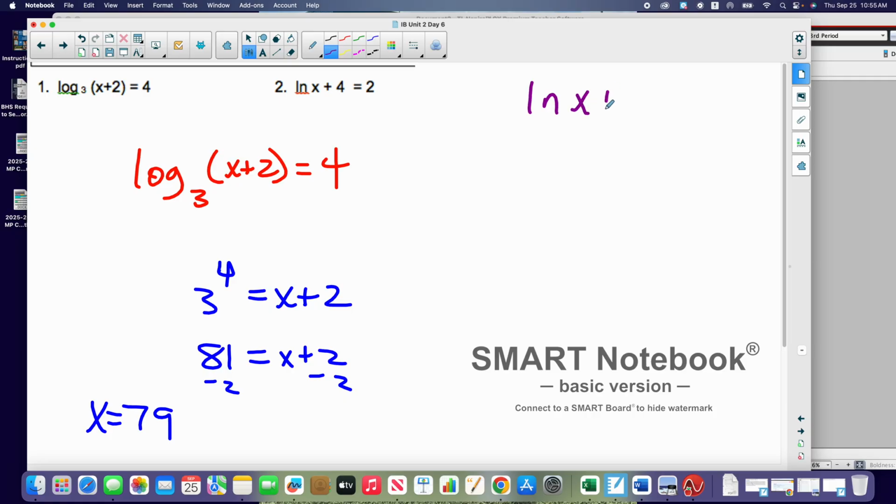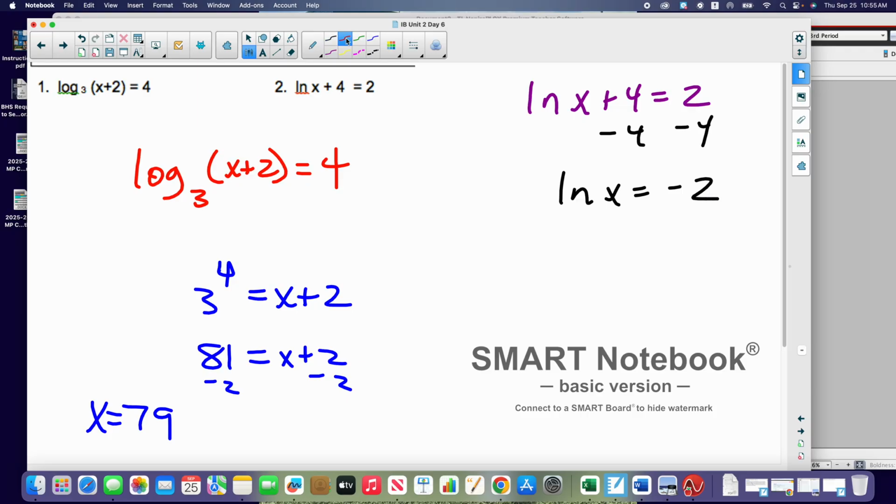Natural log of x plus 4 is equal to 2. What's your first move? Get rid of 4. We can get rid of 4 now, right? Why? Because it's not in parentheses. So we're going to get rid of the 4. So minus 4, minus 4. Natural log of x is equal to negative 2.